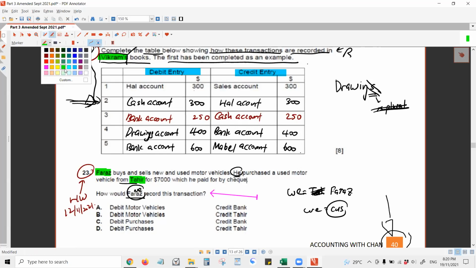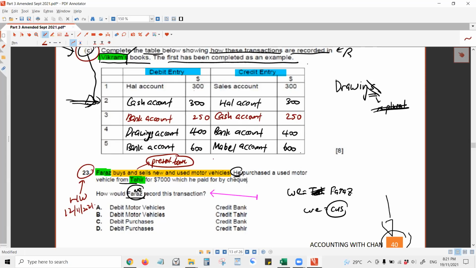First sentence is super important. It says, Faraz buys and sells new and used motor vehicles. It's in present tense. If you have gone through your English grammar book, when it's written in present tense, it indicates that Faraz carries out this activity from time to time, frequently, daily. So that's what Faraz does. That means Faraz is in the business of buying and selling motor vehicles.